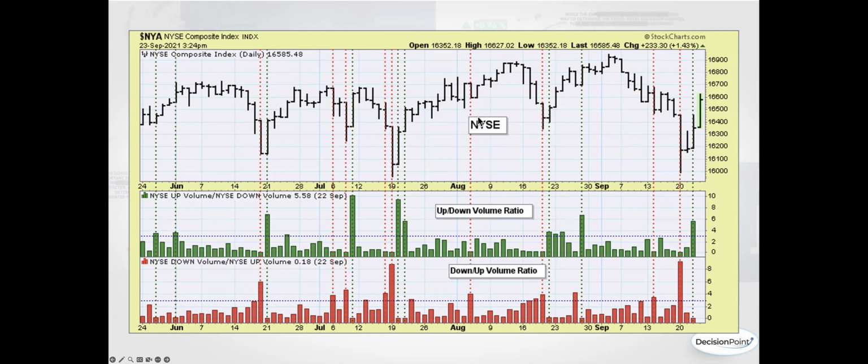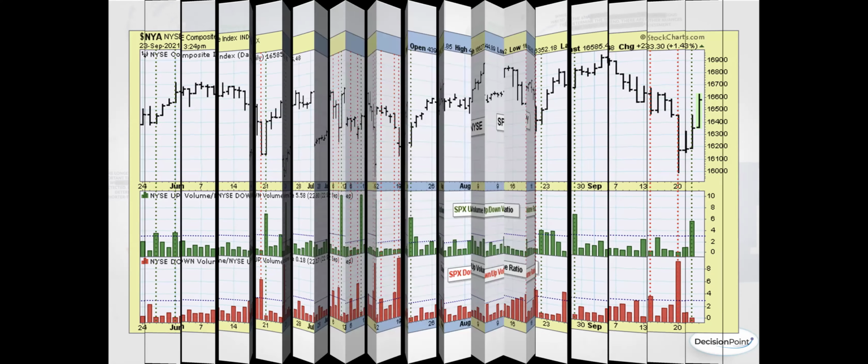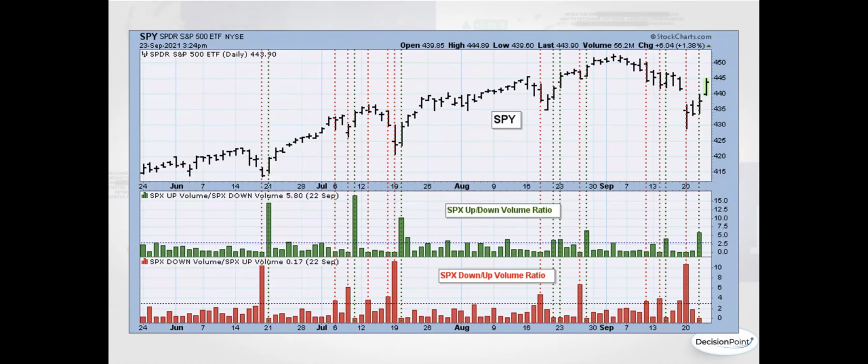So this is kind of what we're looking at for the up down and down up volume ratios. I know they're available on stockcharts.com. I'm not sure about other platforms. Here is the SPY going through a similar situation, where we have the downside and upside climaxes. We can start over here.